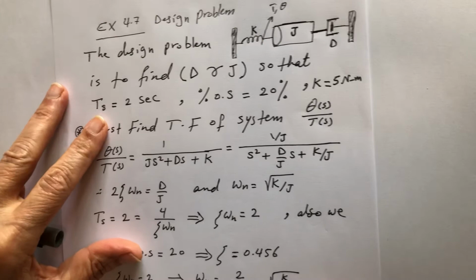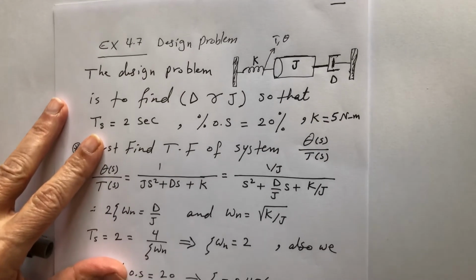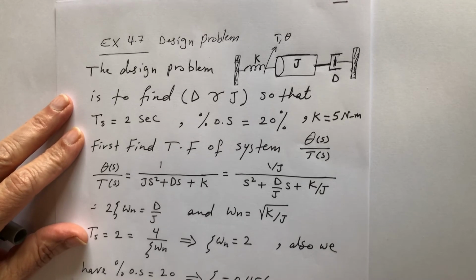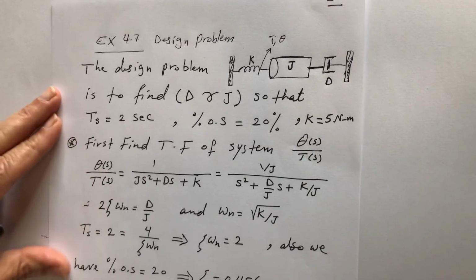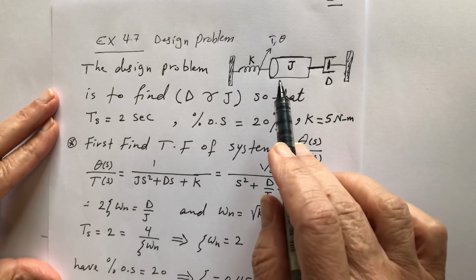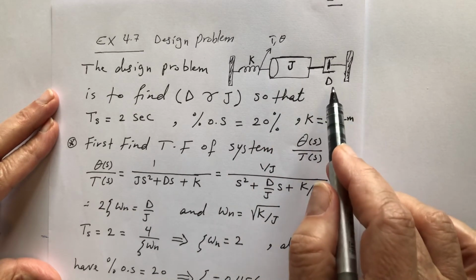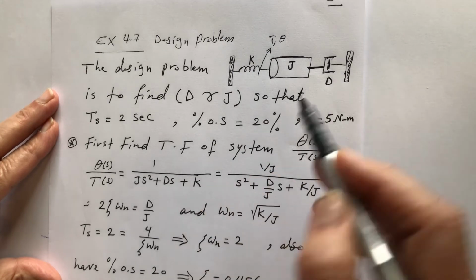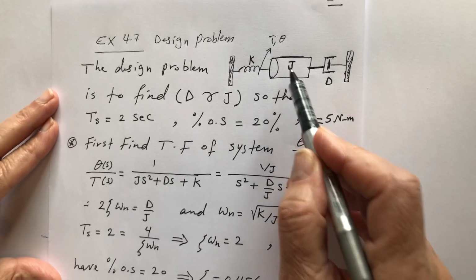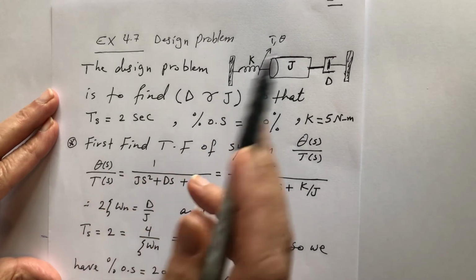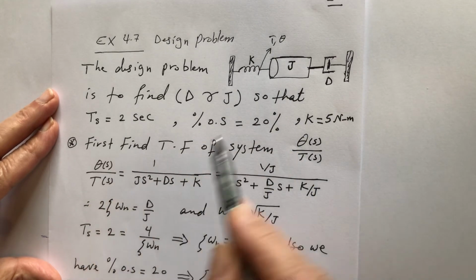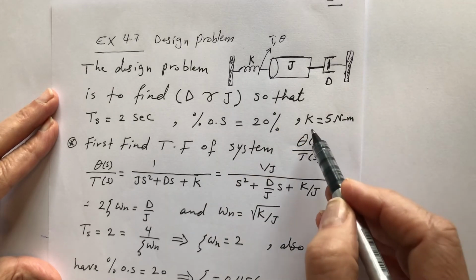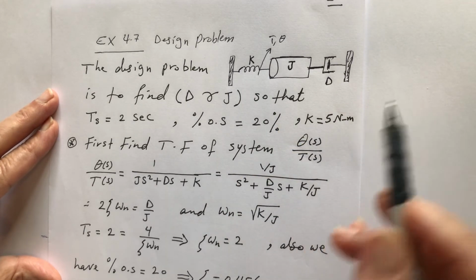Let's take an example, like we apply these fundamentals. It's like a design problem. The question is a spring, rotating body and damper. We are asked to find D, missing, and J, so that the settling time for this system will be 2 seconds and percent overshoot will be 20%. K is given, it's equal to 5 Newton meter, okay?